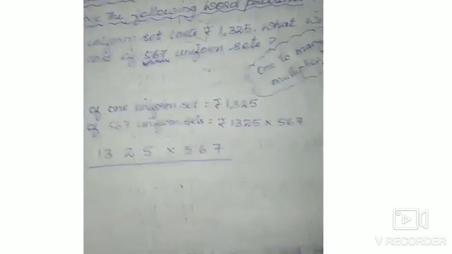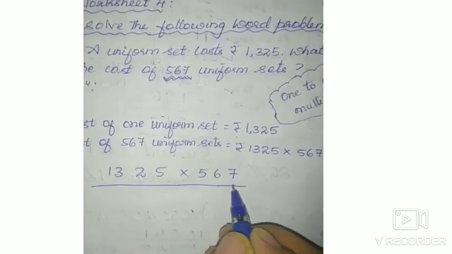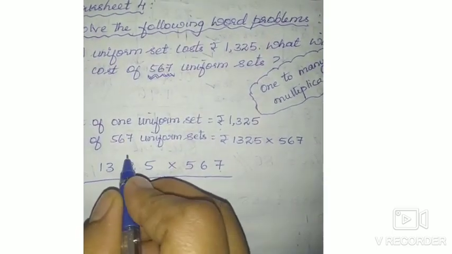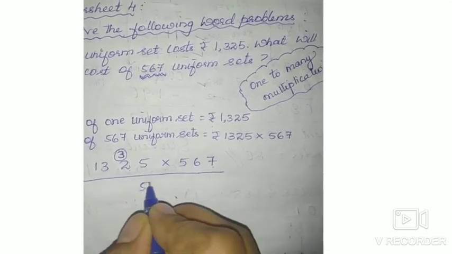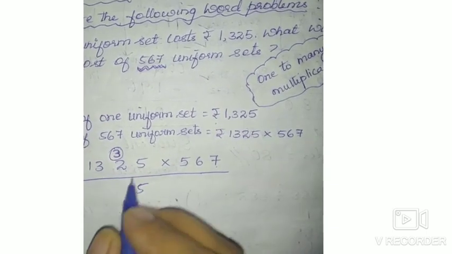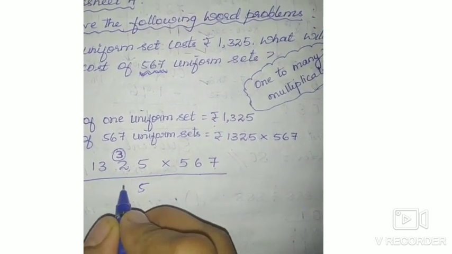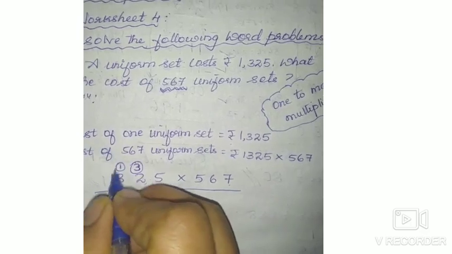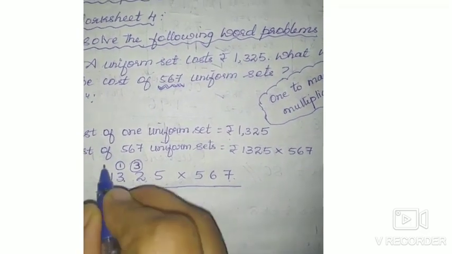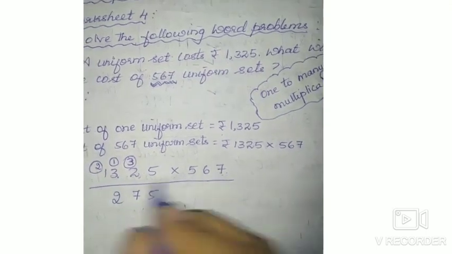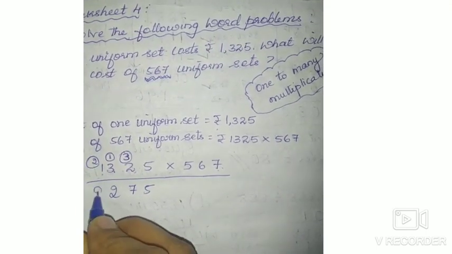So here now start multiplying. Start from ones place. 7 5s are 35. 7 2s are 14. 14 plus 3 is 17, 1 carry. 7 3s are 21. 21 plus 1 is 22. Next, 7 ones are 7 plus 2 is 9.